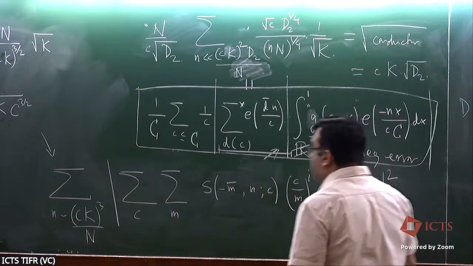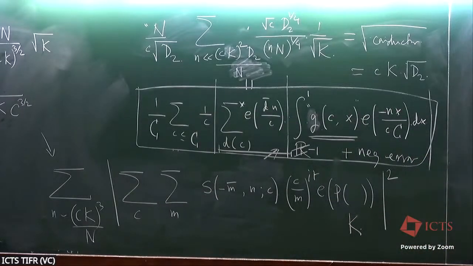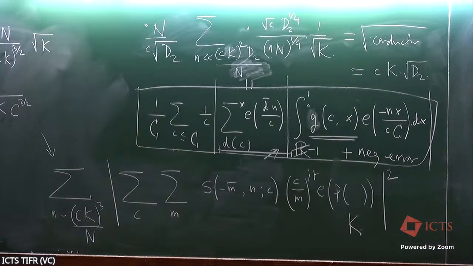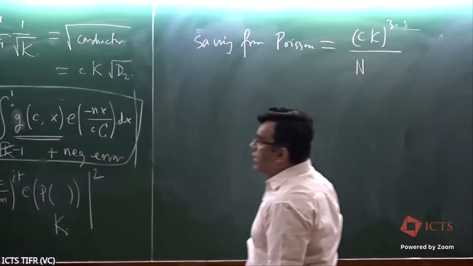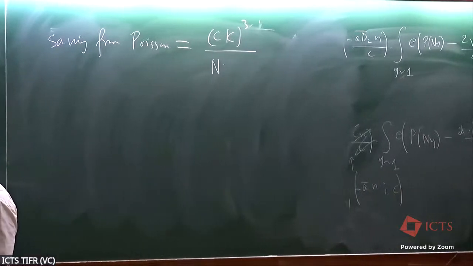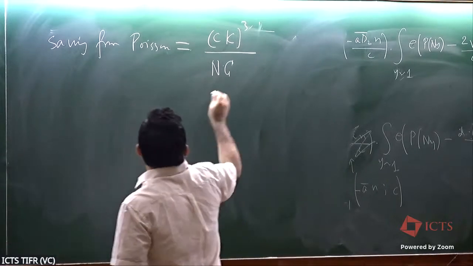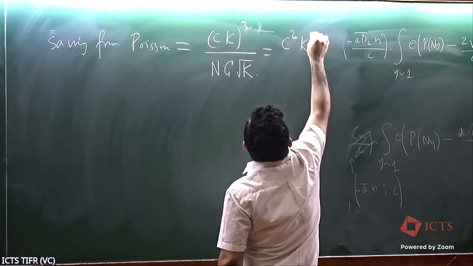So when the modulus is C1 times C2, how much are you saving from Poisson? The saving from Poisson is the length by square root of the conductor. The conductor is C1 times C2. So square root of that is capital C, and K square root of that is S. So this is how much you save: C squared A to the power 5 by 2 by N.